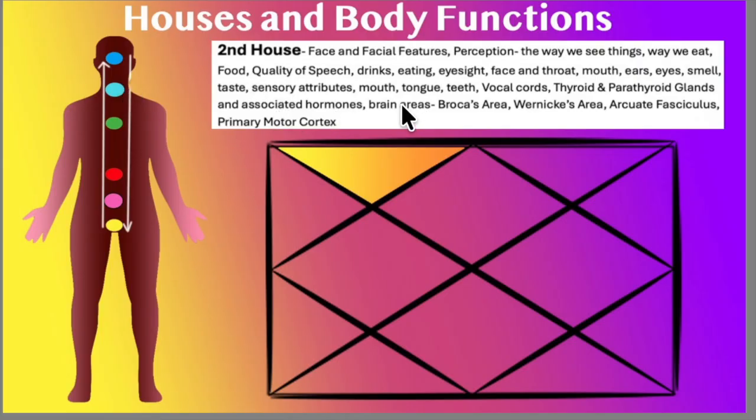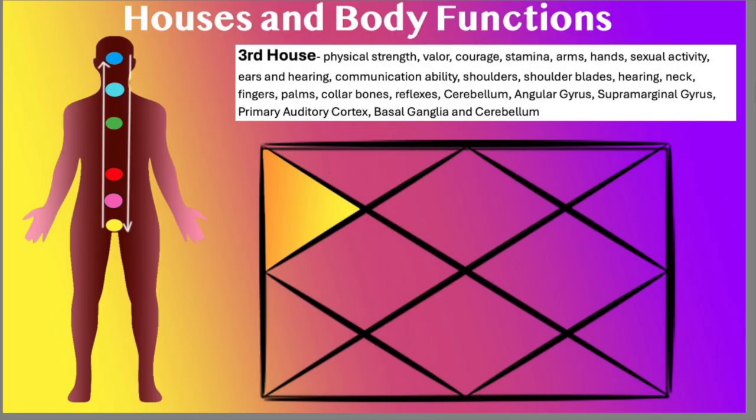The brain areas in this case for the second house will be Broca's area, Wernicke's area, the arcuate fasciculus, you can research this by yourself, the primary motor cortex. It's all responsible from the second house. How this shall play out in terms of Ayurvedic terms, we shall see a little later on. Let's see the third house and how it plays out.